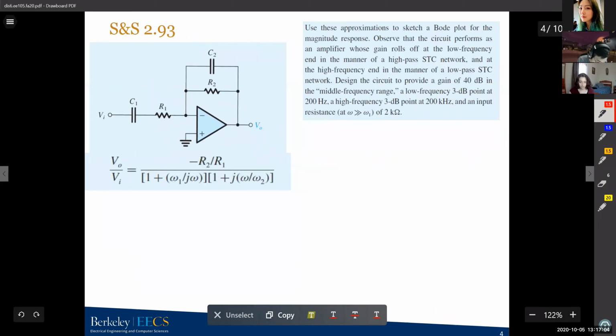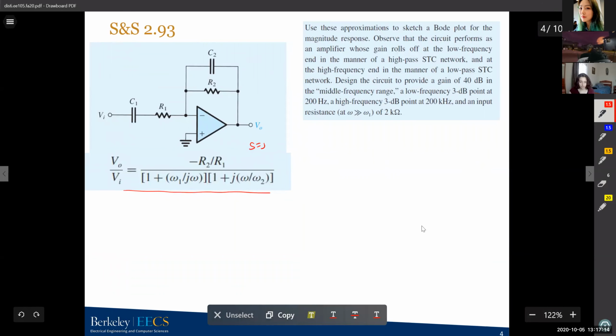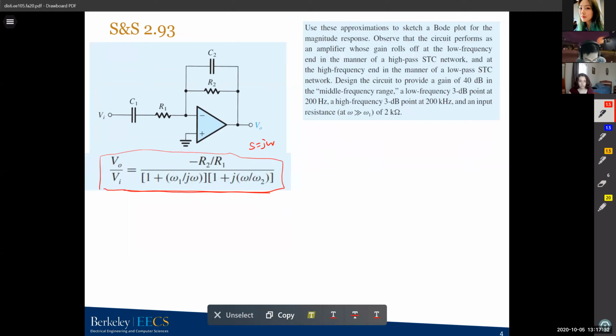We have derived these equations. The difference between our previous result and this equation is that you just need to replace s with j omega. These two are the same for Laplace and Fourier transforms. So we have V out over Vi, our closed-loop gain, the gain of this circuit, and we want to make the Bode plot when omega is much less than omega 1. So just take a look at this equation.